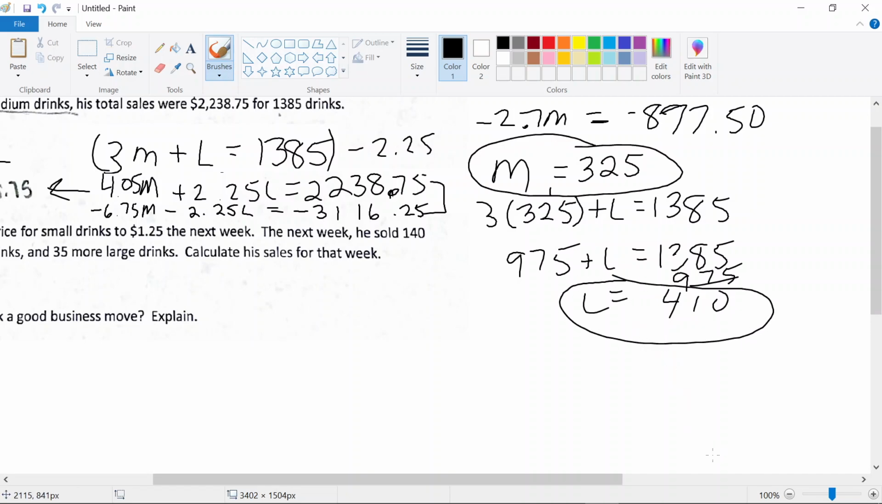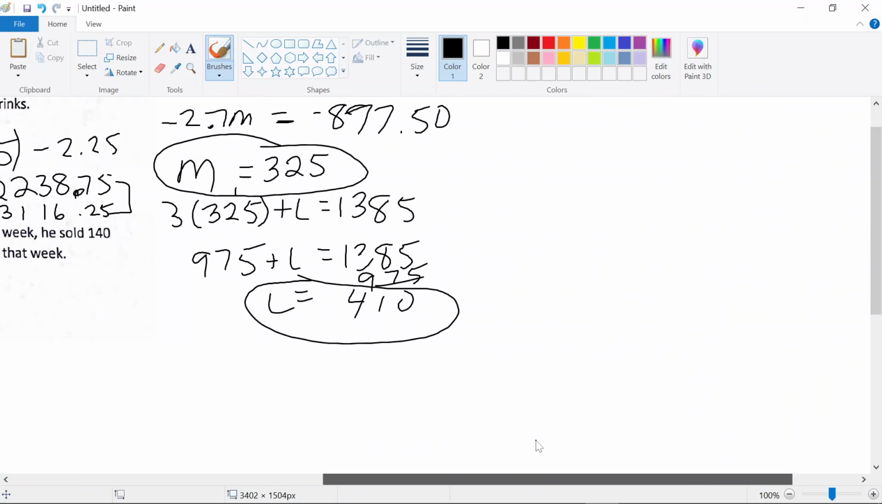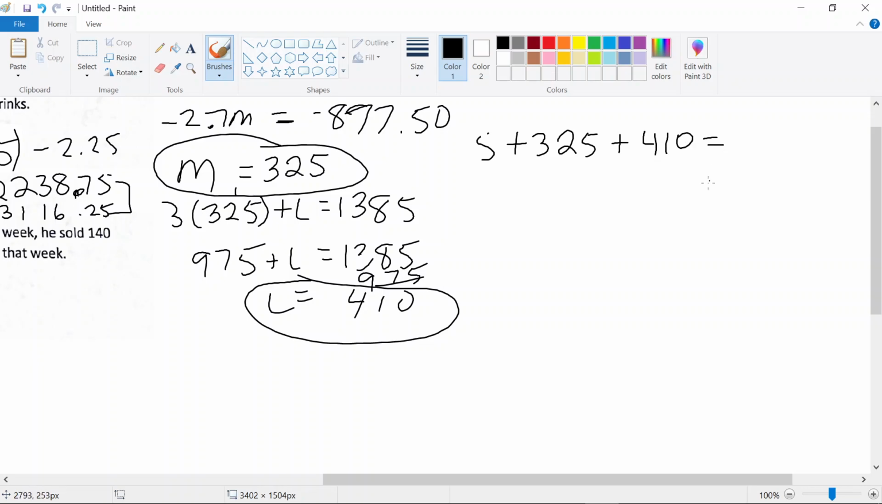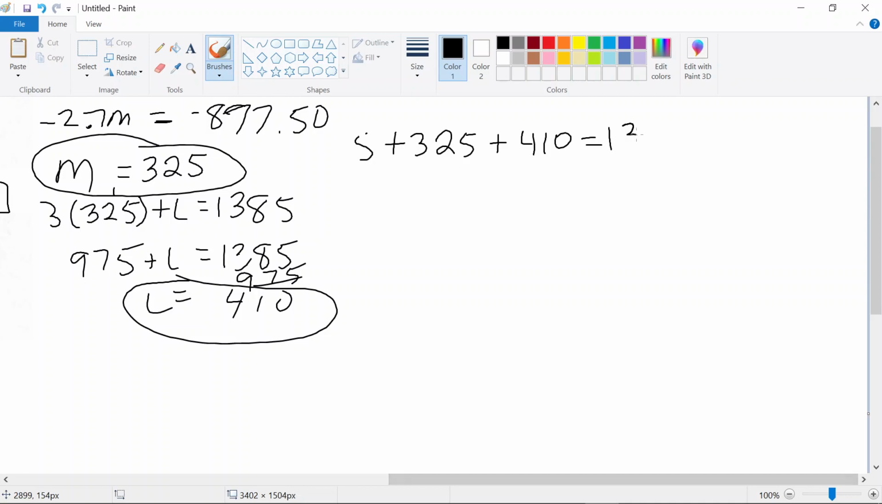And then I know there's one equation of the originals that says S plus M plus L is 1385. So S plus 325 plus 410 equals, and I've already forgotten what the number is. So let me look back at that. 1385. What is 325 plus 410? 735 equals 1385. Then I will subtract 735 from both sides.